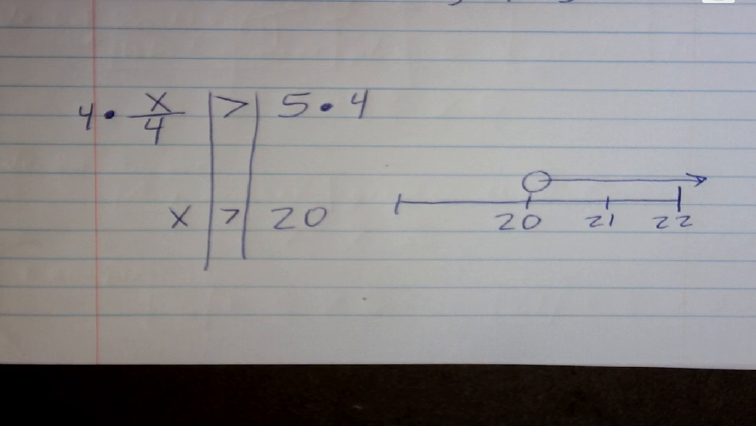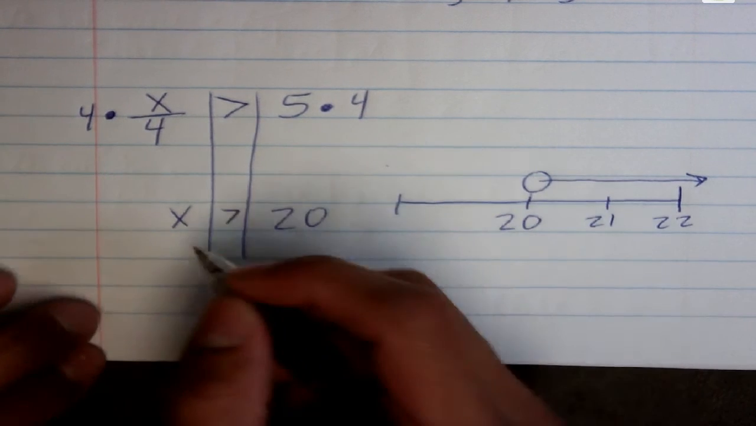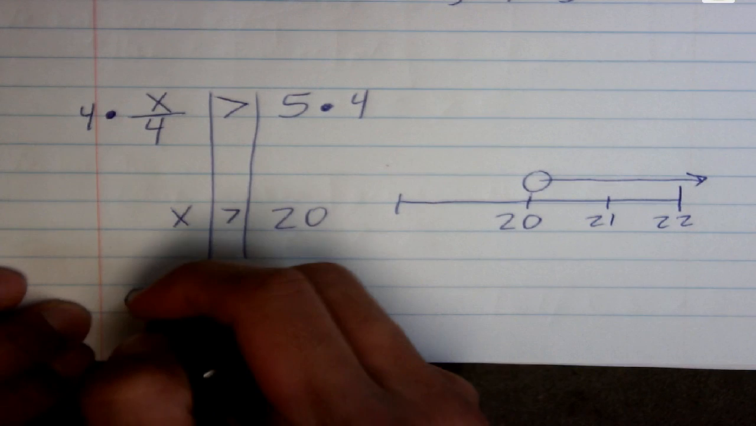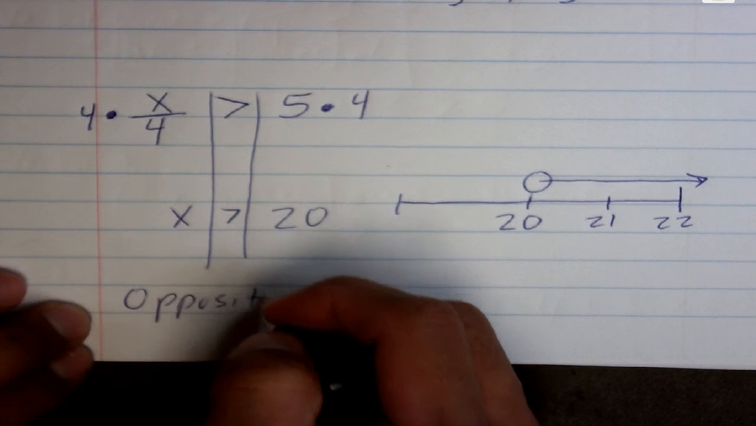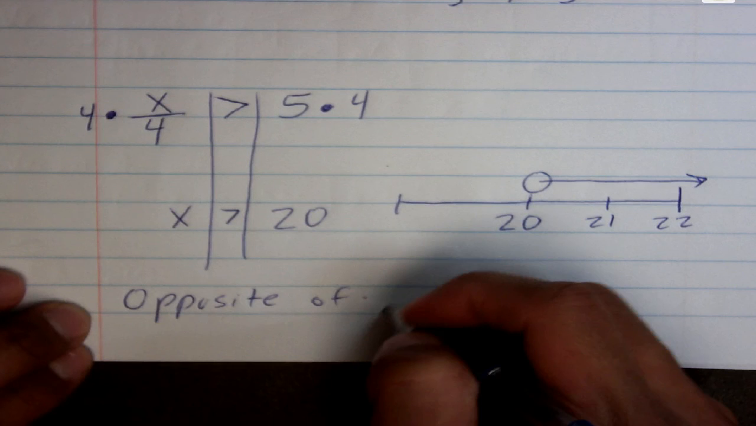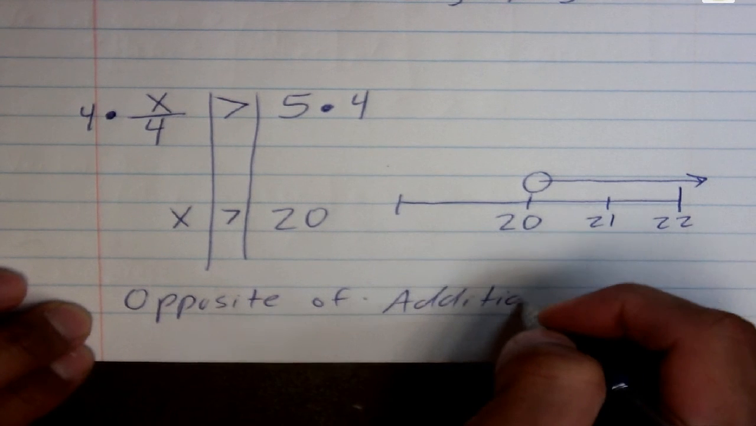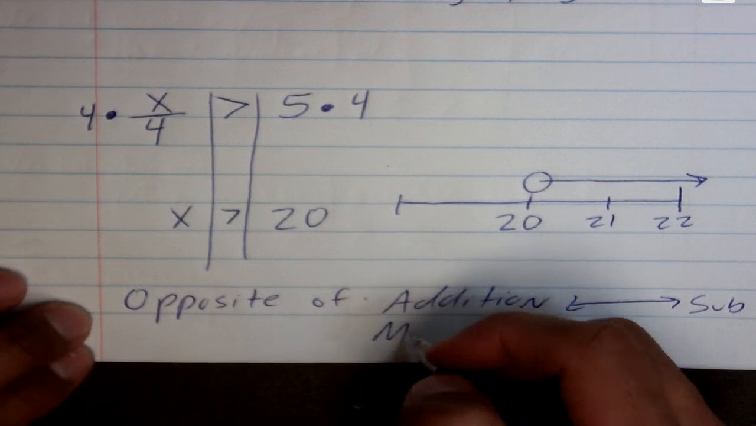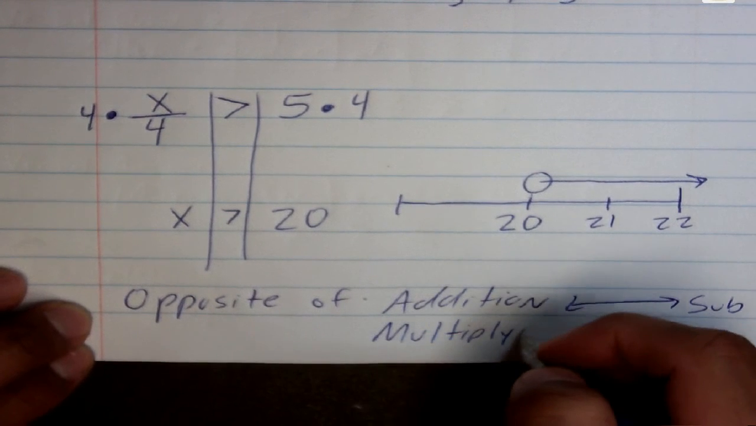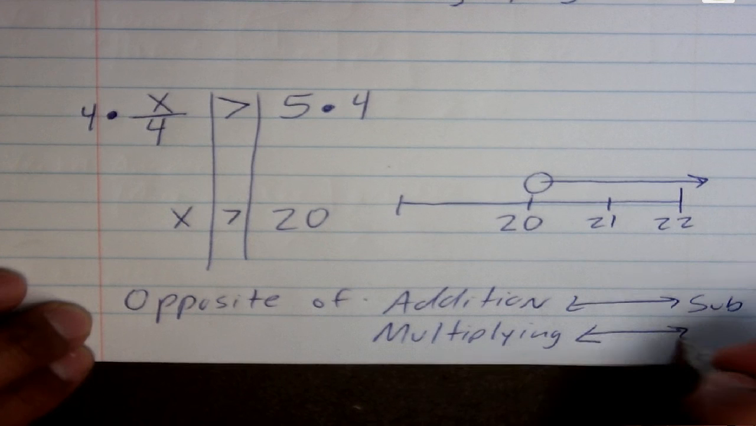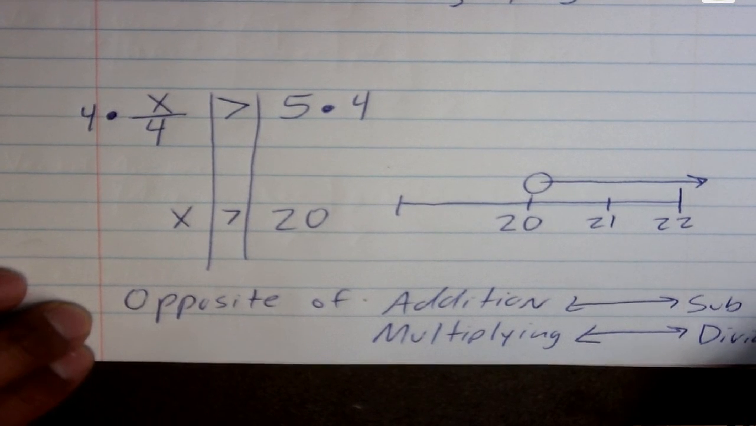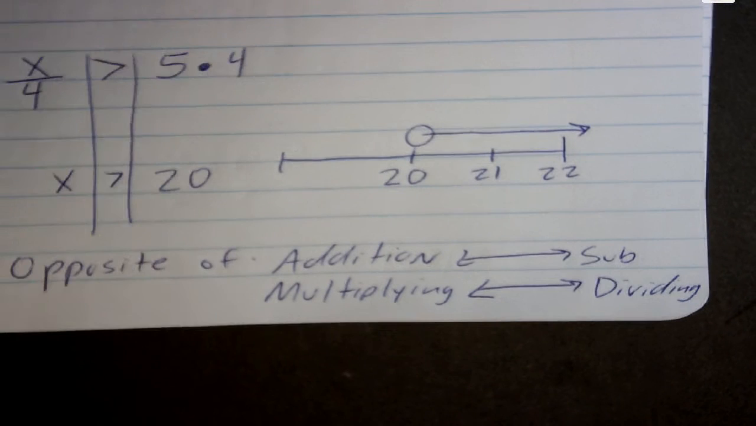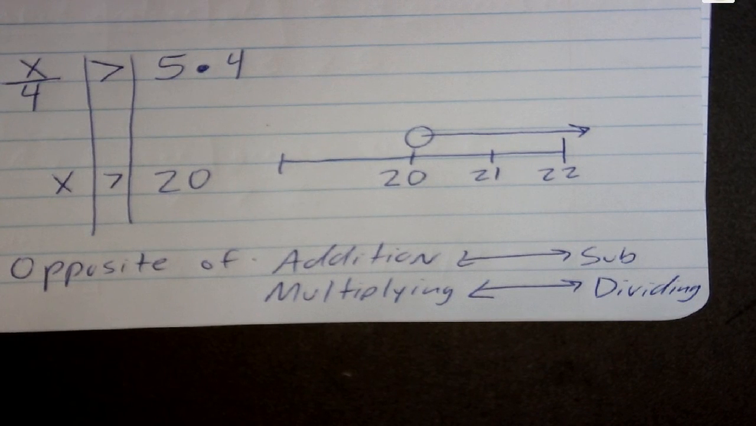Okay? The biggest thing to remember, I'm marking the biggest thing to remember here at the bottom, is that the opposite of addition is what? Subtraction. And then the opposite of multiplying is dividing. Okay, so write that on there. The opposite of addition is subtraction, the opposite of multiplying is dividing. And that's what's going to help you here in algebra: you do the opposite.